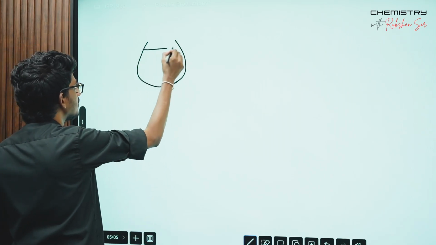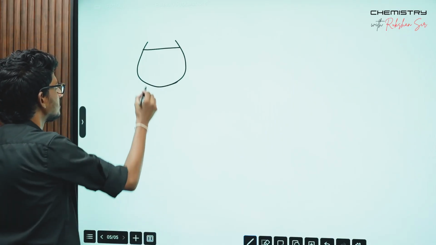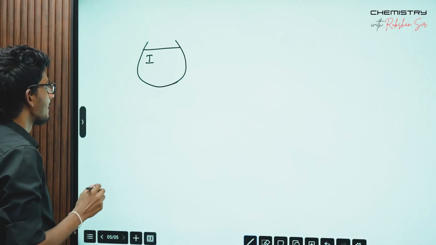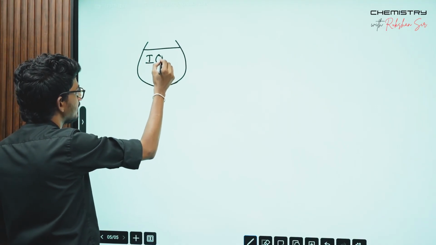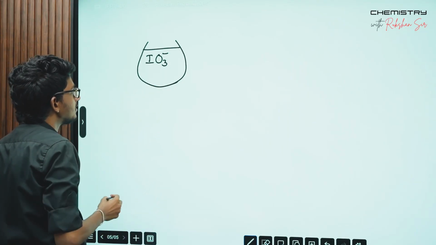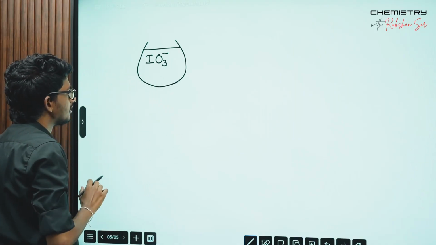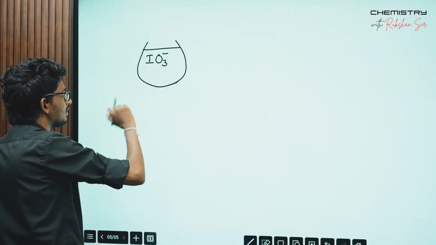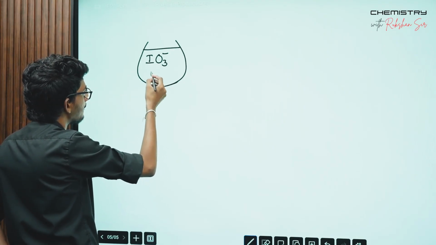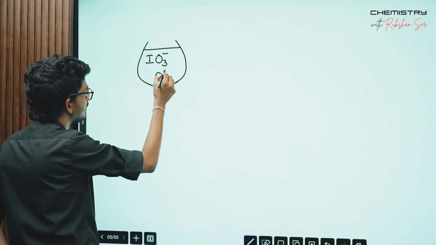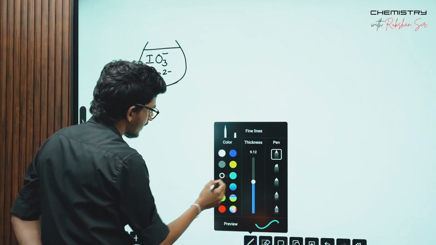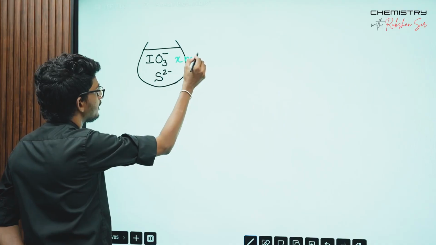Right, let's say you are with some IO3 minus and some S2 minus appearing here. Let's say this is with X moles of IO3 minus, and this is Y moles of S2 minus.